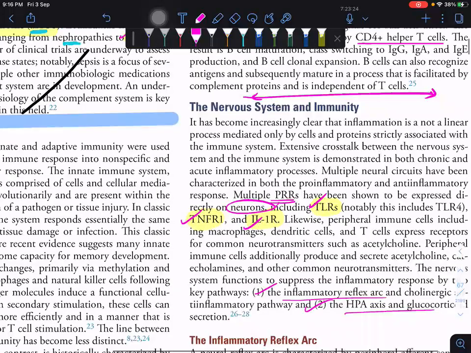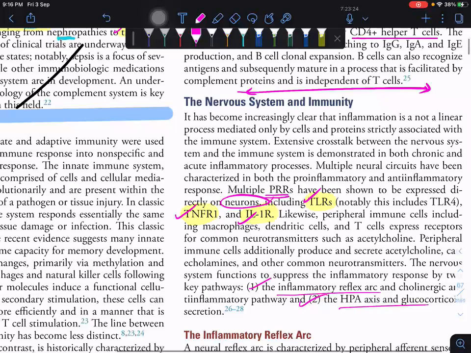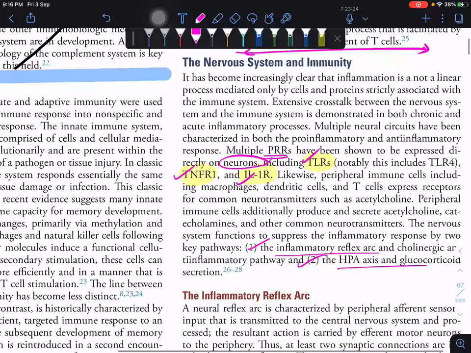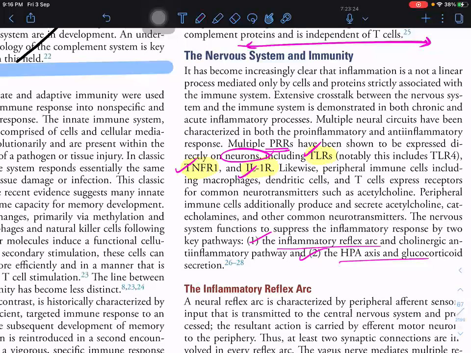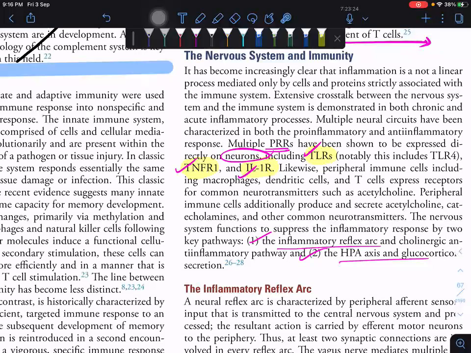Okay, main part is finished. Then we come to our nervous system and immunity. So nervous system and immunity, what they are telling is, multiple pattern recognition receptors have been found to express directly on neurons. Okay, this is MCQ.